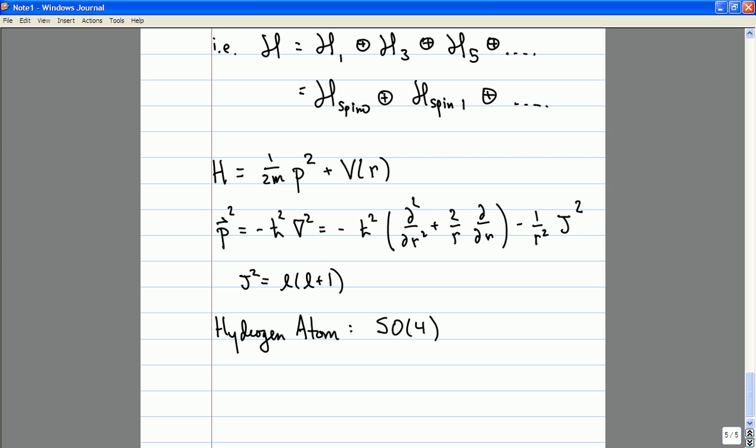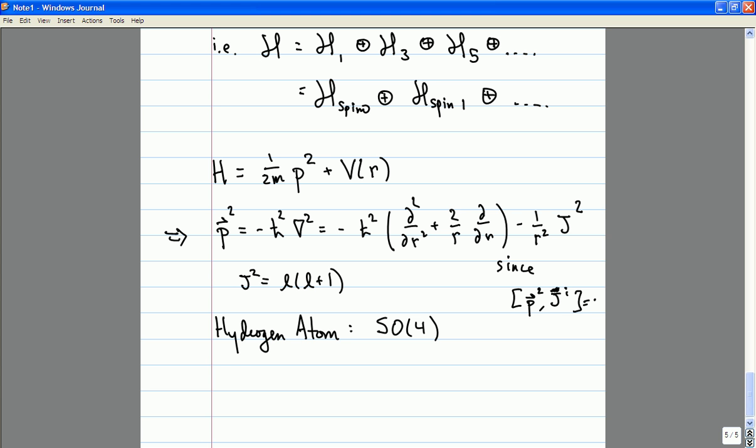Ah, good. Well, what is P squared? P squared is an operator, and it's rotationally invariant. P is a vector, a momentum vector, and the length of a vector is independent of rotations, it is rotationally invariant. What does that mean? That means that P squared has to commute with all of the J's.